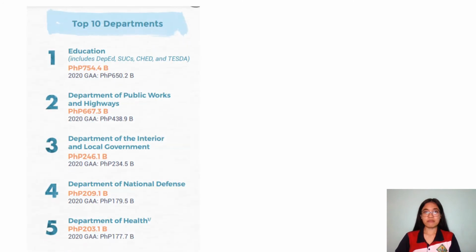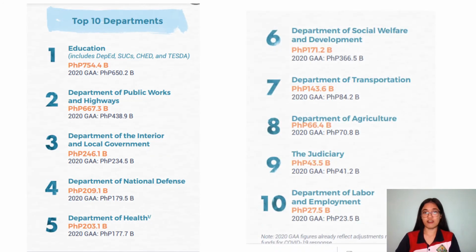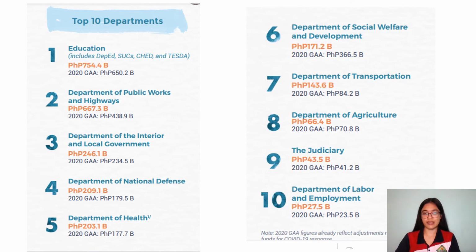The top 10 departments with the highest proposed budgets are the following. So it's almost the same. It's just that the Department of Health is now on the 5th place and the DSWD ranked down to 6th. So all the figures already reflect the adjustments for the funds for COVID-19 response. So we have here the DepEd, DPWH, and the DILG, and some other departments.